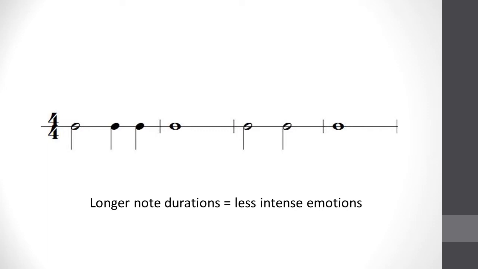Of course, a lot of this also depends on the tempo of the piece. If the example above were played at a very fast tempo, the notes would sound as if they were notes of shorter duration, and thus would lose that sense of calmness. Let's look at another example.